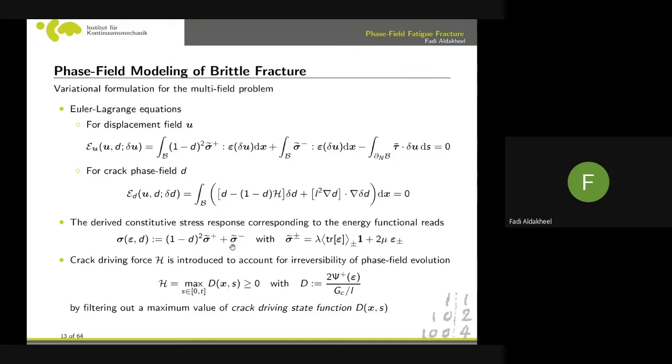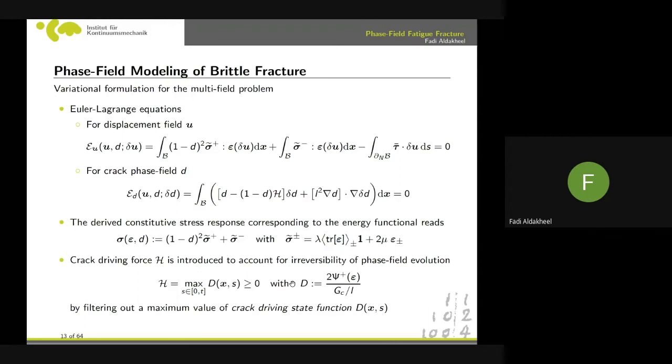And then here is the second equation for the phase field, by variation with respect to the crack phase field. You end up with this equation where we introduce the so-called crack driving force H. In fact, this H is defined as the maximum of the crack driving state function. Why do I want to have the maximum? Because I want to guarantee that the phase field is always positive. That means the evolution of the crack phase field, d dot, is always greater than or equal to zero. And I want to prevent crack healing.